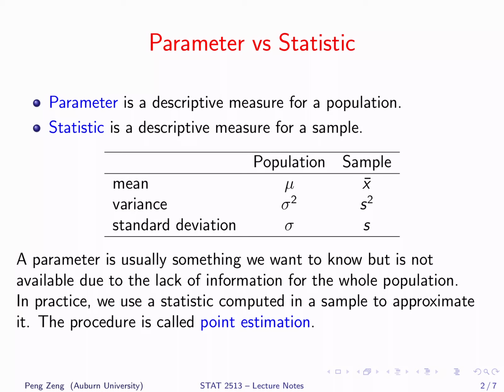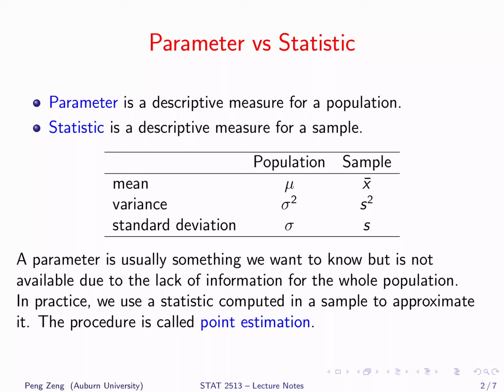We may calculate mean for a population and can also calculate mean for a sample. The former is called a population mean, and the latter is called a sample mean. Similarly, we have population variance and sample variance. We also have population standard deviation and sample standard deviation.